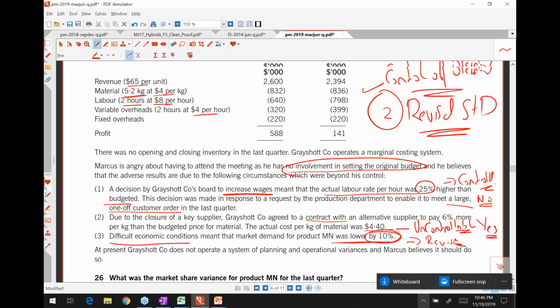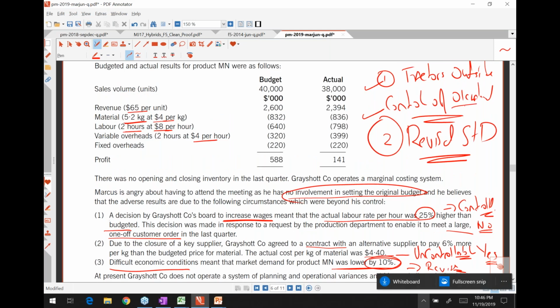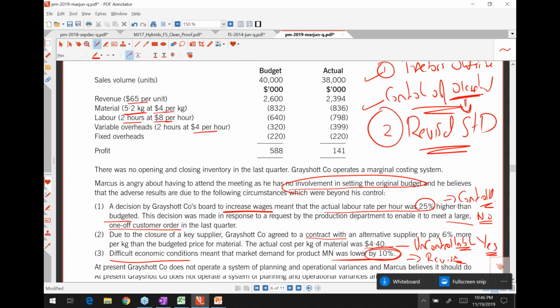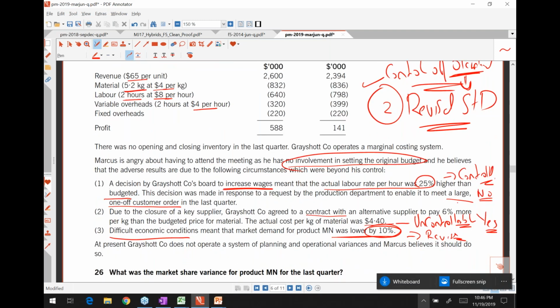when factors are outside the control of the manager, you need to revise the standard because the old standard will show unrealistic performance. So whenever the factors are not in the control of the manager, you should revise the standard. But when things are controllable, you should not revise the standard.